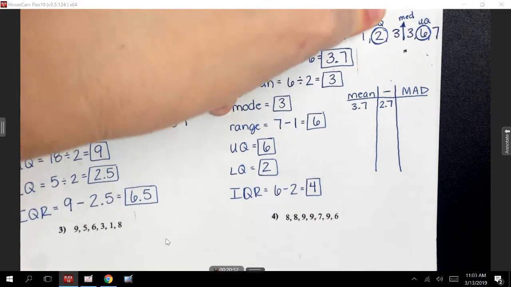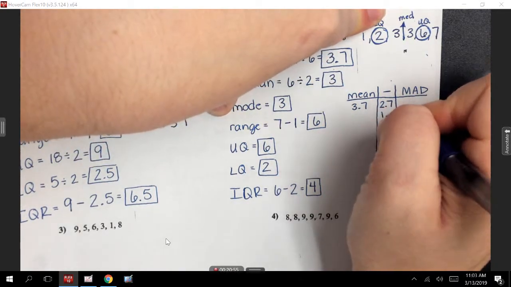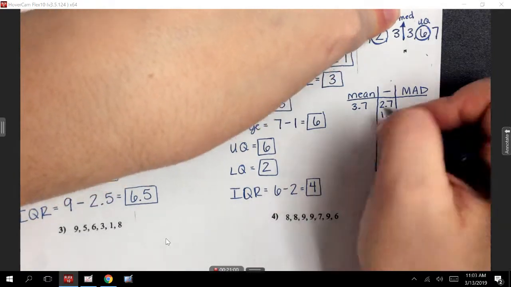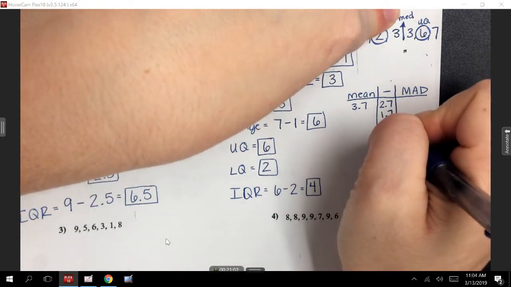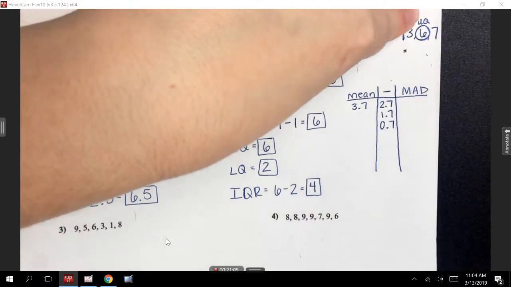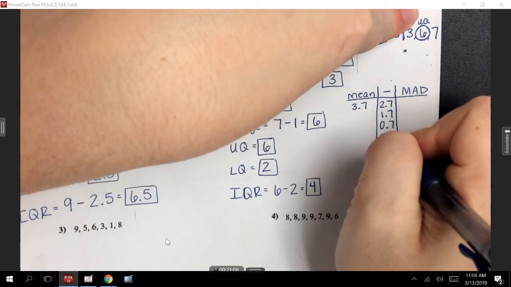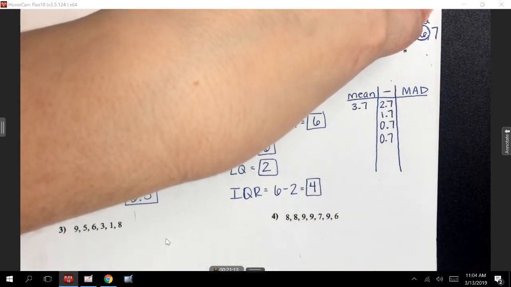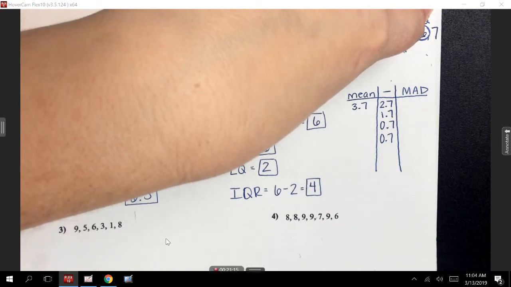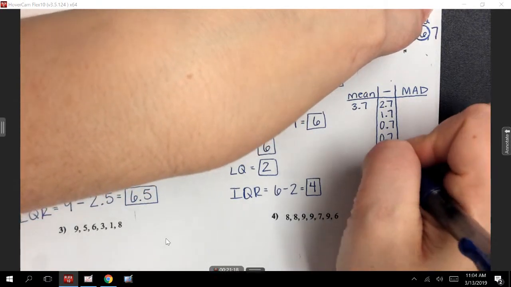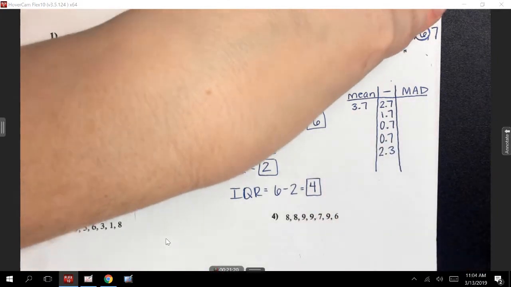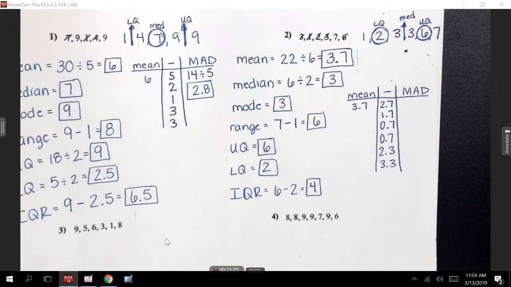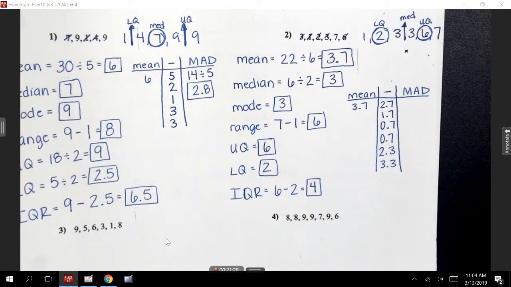All right. My next number that I'm going to use is 2. 2 minus 3.7. What does that give me, Alana? 1.7. Then I have 3. 3 minus 3.7. A 9? A 9. 0.7. Thank you. And then when I do 3 again, I'm going to get the same thing. All right. Zach, 6 minus 3.7. 2.3. And then 7 minus 3.7. Alana? 3.3.